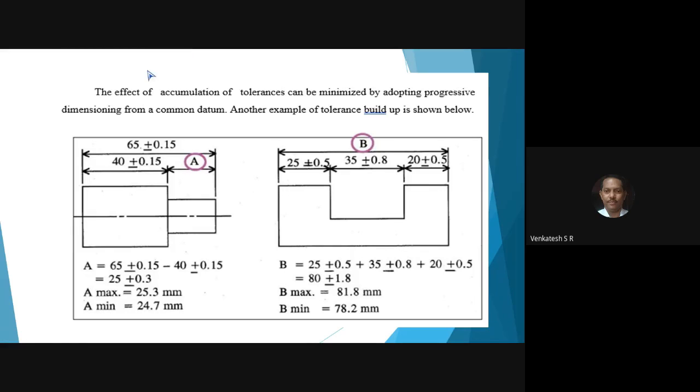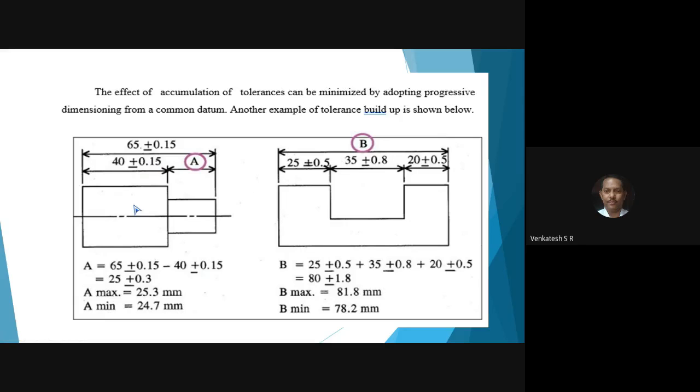See, here you have two diagrams. The same type of component you have to produce in machine shop. See here, there will be two dimensions, plus or minus 0.15 like this. Maximum dimension is 25.3 and minimum dimension is 24.7. For the diameter, first diameter and the length. Here, only for the length of the workpiece, they have mentioned upper limit and lower limit, not for the diameter.